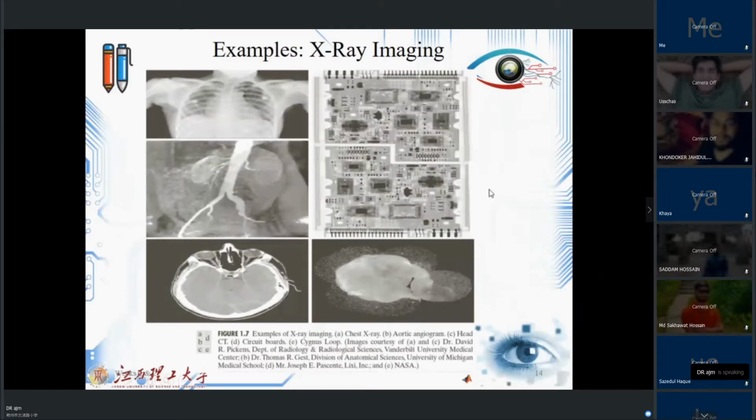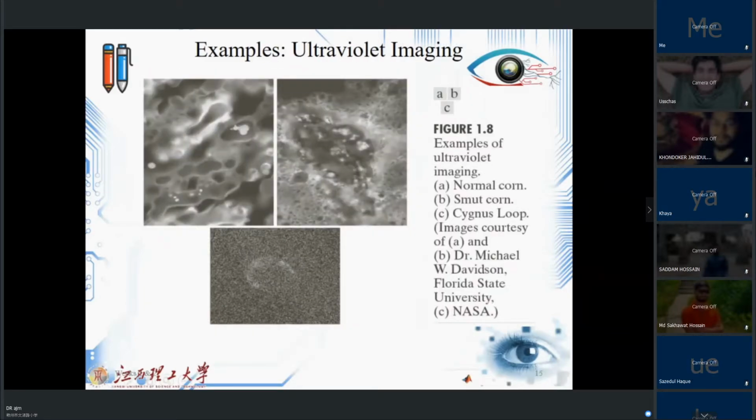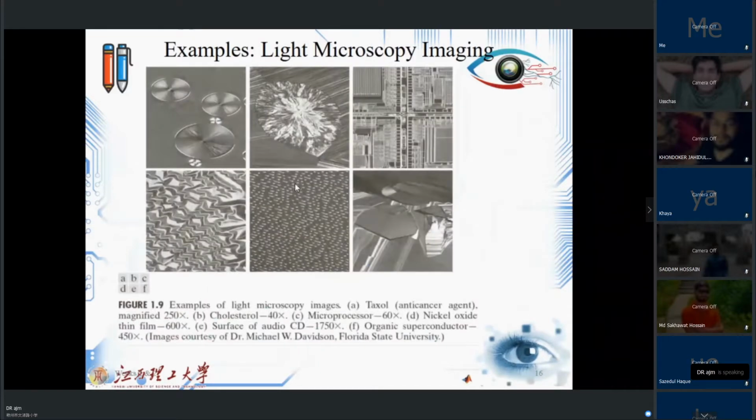But suppose we take UV, or ultraviolet imaging, we can have this example, where A is the normal corn, the smooth corn, and the Cygnus Loop, which I show here. Again, you will see the difference in quality, and maybe we can see the depth of the figure. As you will see, any of these figures is worth a thousand words, and more information is hidden inside each figure.